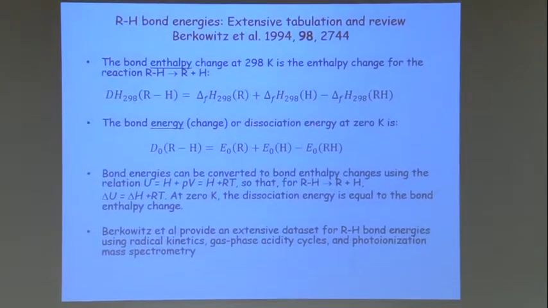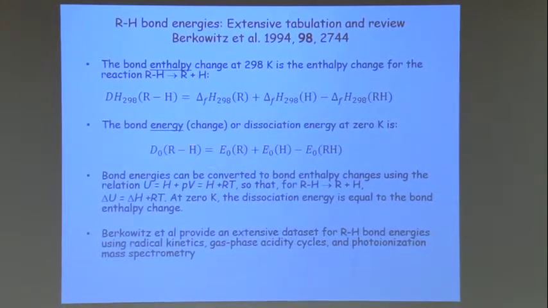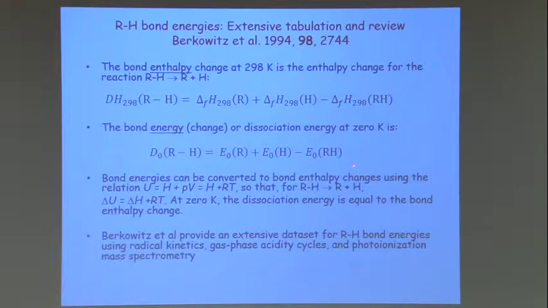The bond energy change or dissociation energy at 0K is this. So at 0K, this actually corresponds to the enthalpy change at 0K as well. And bond energies can be converted to bond enthalpy changes using the relation U is equal to H plus PV, which is equal to H plus RT. So that for RH going to R plus H, you get delta U is equal to delta H plus RT. And at 0K, they're exactly the same. And so there's an extensive data set in there which does contain some useful data.